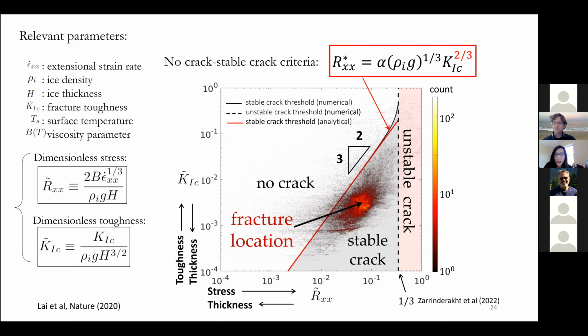Yes, okay, thanks. There was also some interesting recent work saying that if you have sea ice in a rift, it can affect the stability of the horizontally propagating rift as well. That's another different effect that sea ice can play on crack stability.